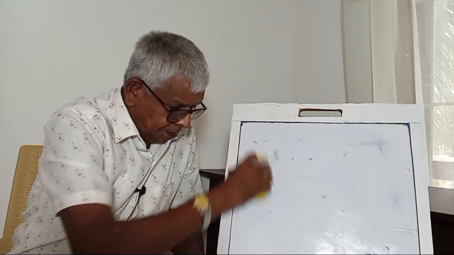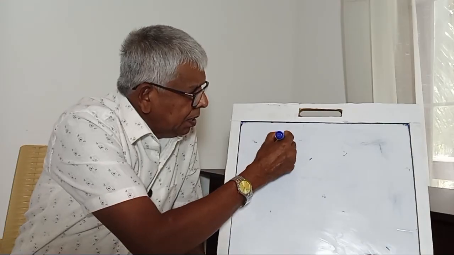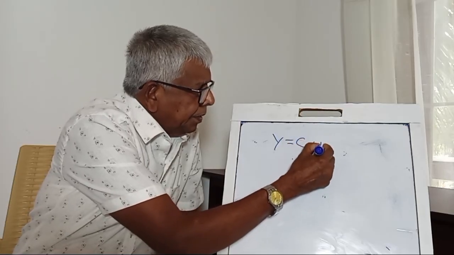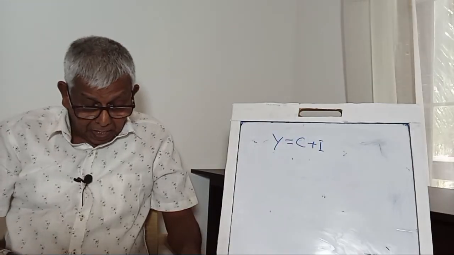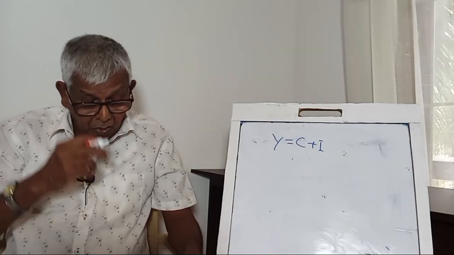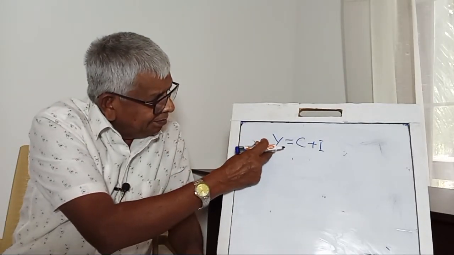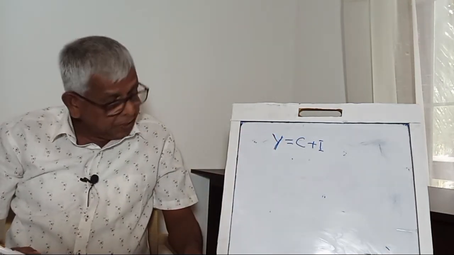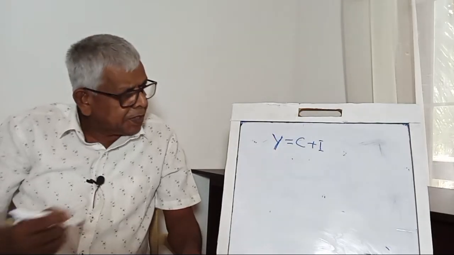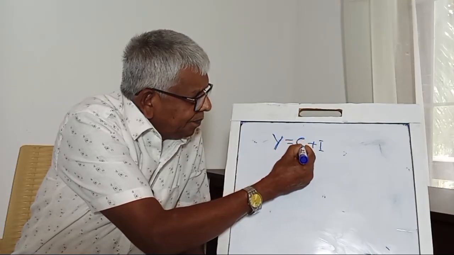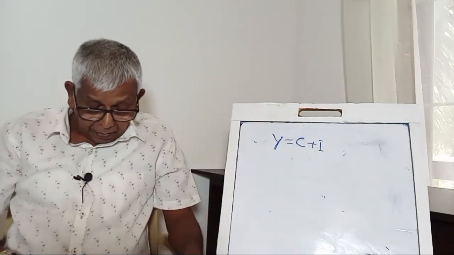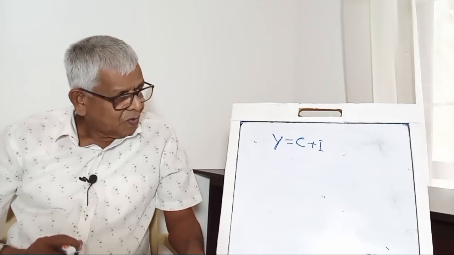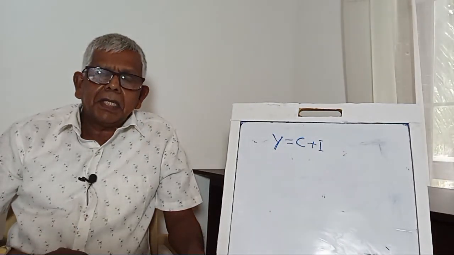Y equals C plus I, where Y is the total income, C is the total consumption expenditure, plus I is total investment expenditure. Y equals C plus I.